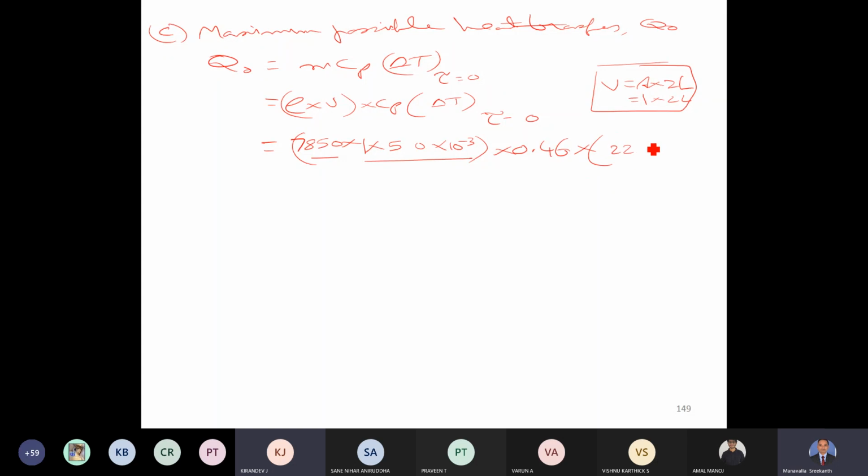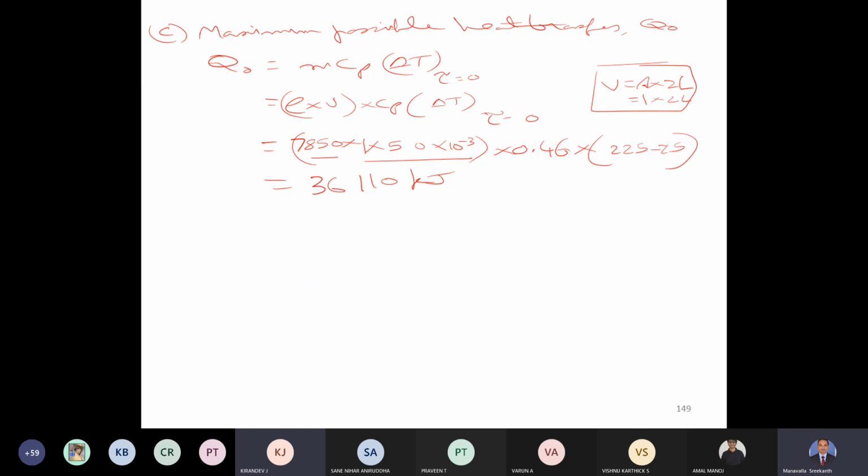So this is 225 minus. Calculate this value. This is 36,110 kilojoules. So this is the maximum possible heat transfer.